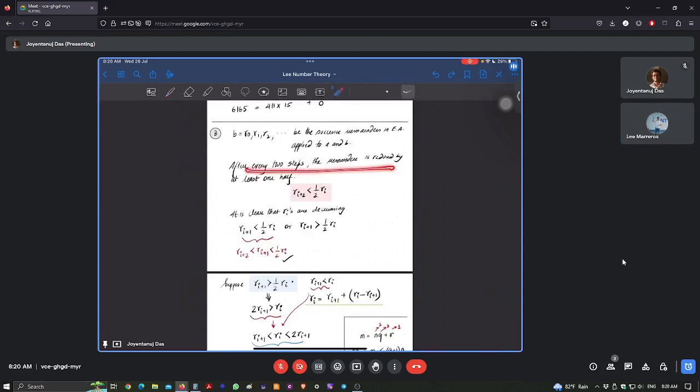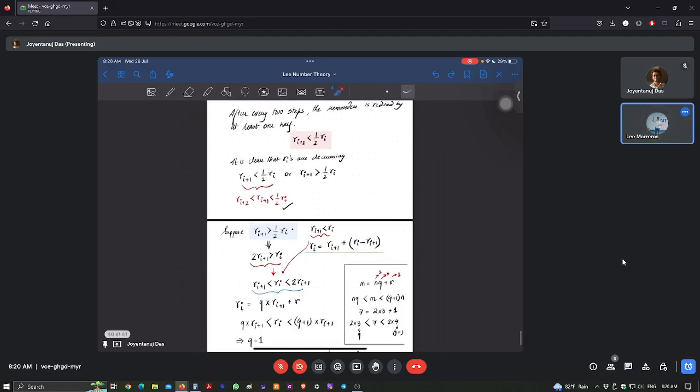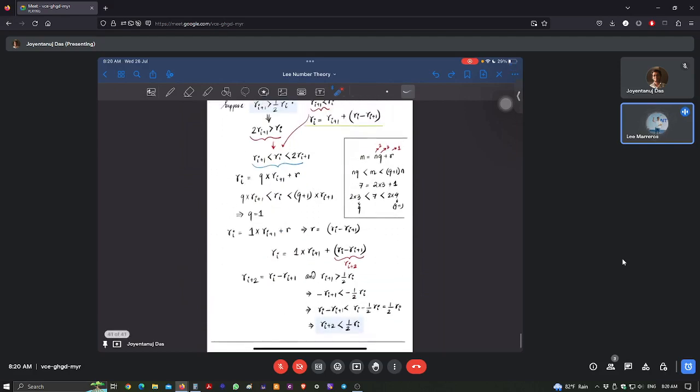So after every 2 steps, it is reduced by half. This is what we wanted to prove, right? Ri plus 2 less than Ri.